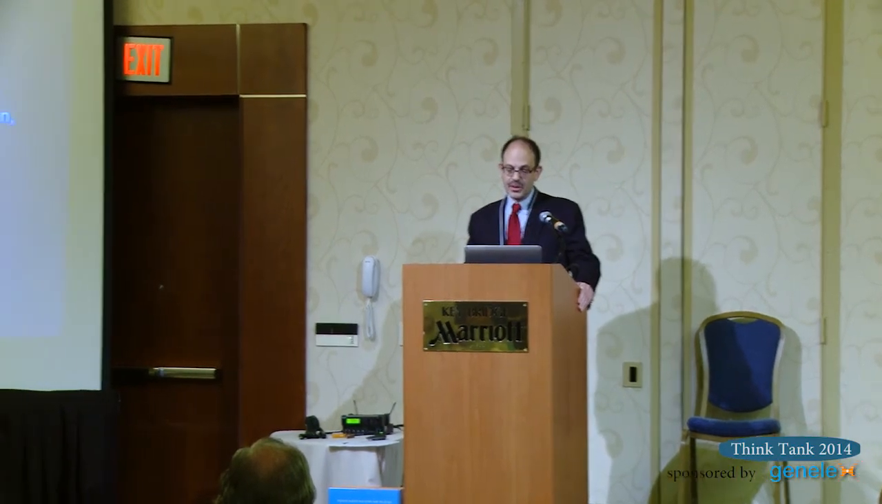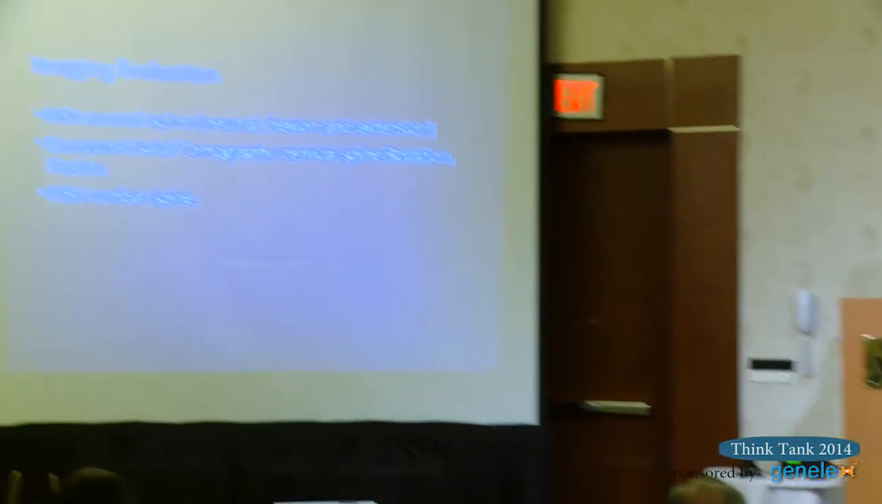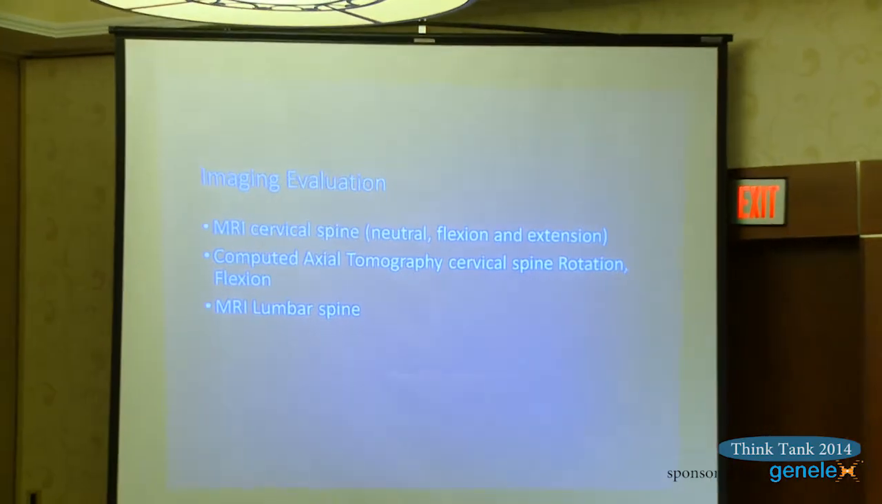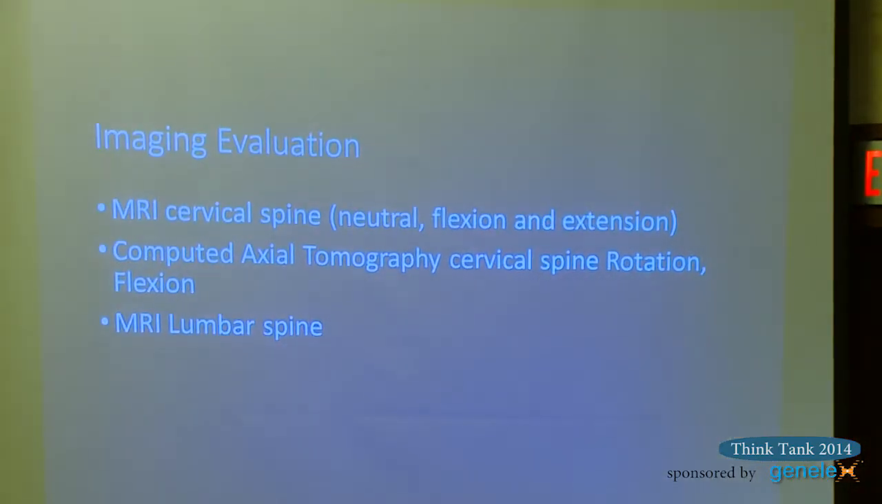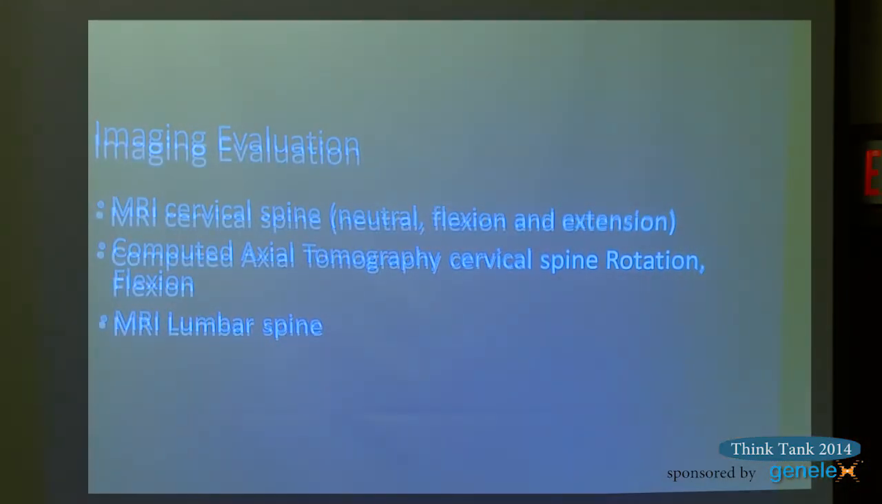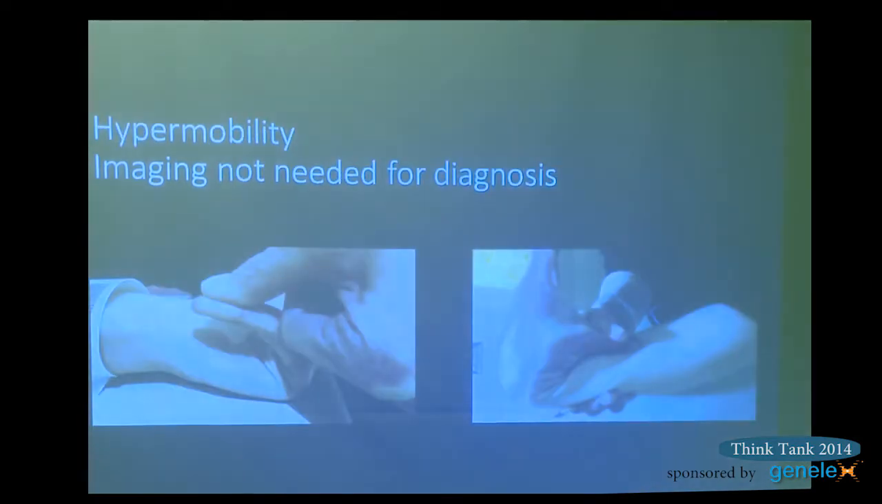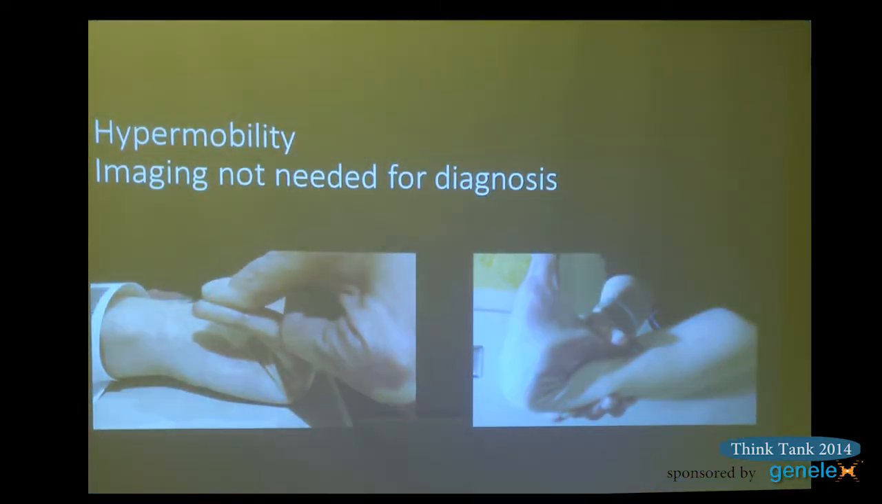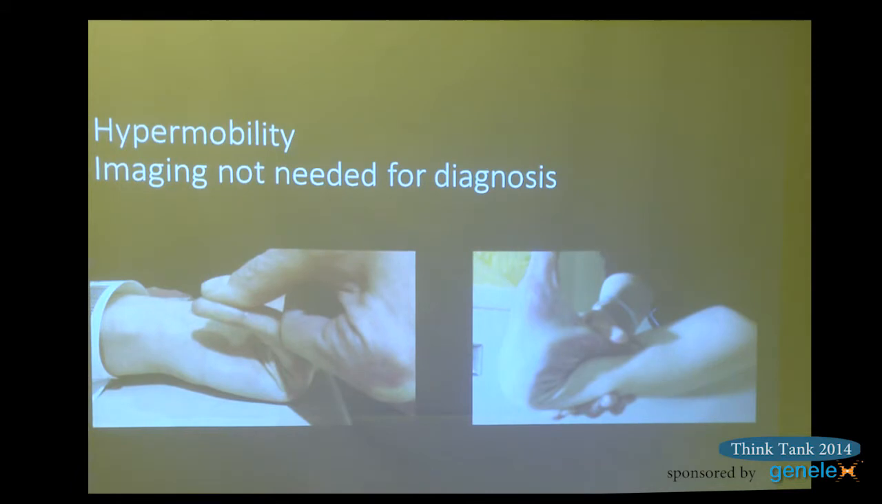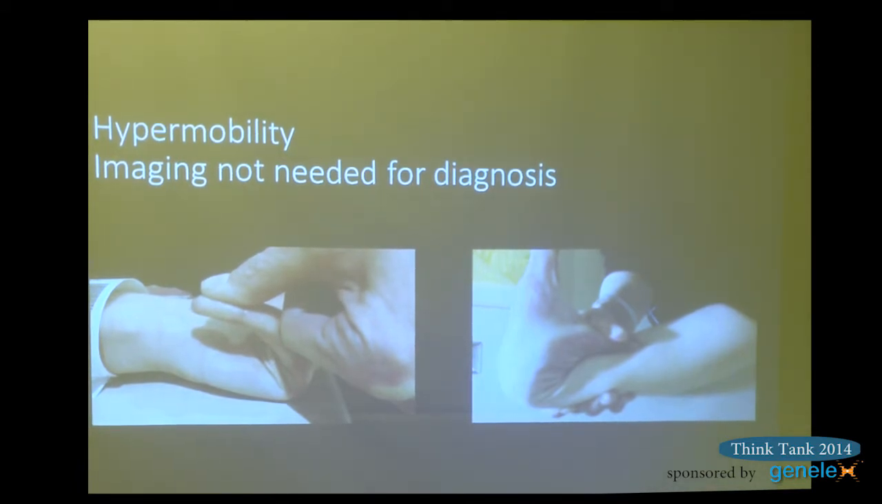And the imaging evaluation of the cervical spine and the lumbar spine can really be started with an MRI of the cervical spine, an upright study with flexion, extension, and neutral projections, computed axial tomography of the cervical spine with rotation and flexion, and an MRI of the lumbar spine. Really don't need imaging to make a diagnosis of hypermobility.